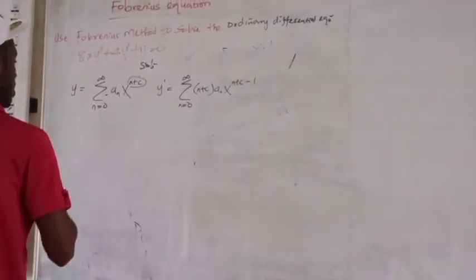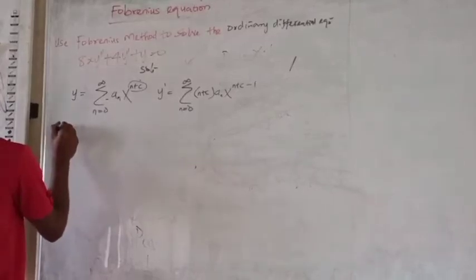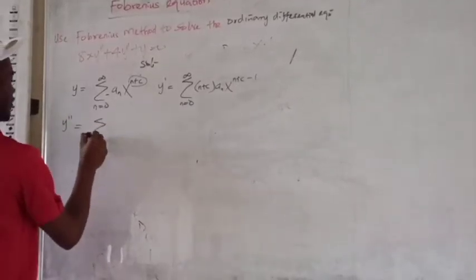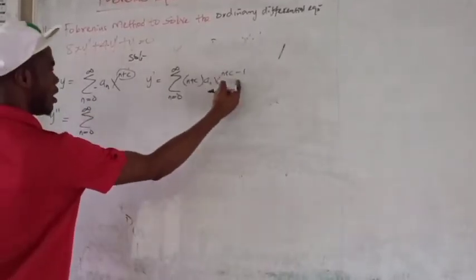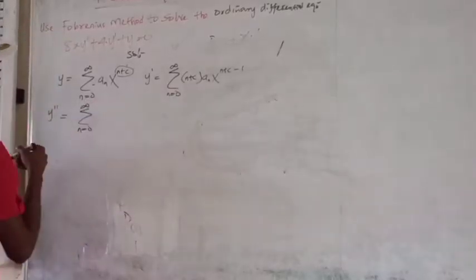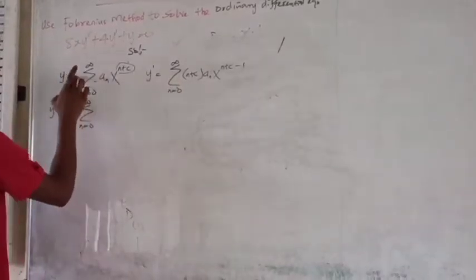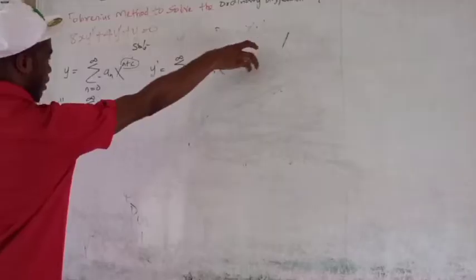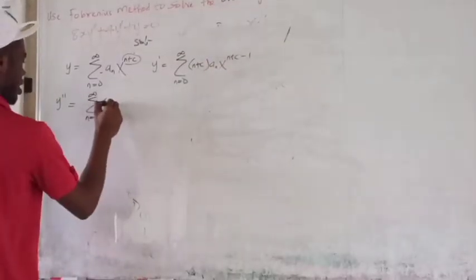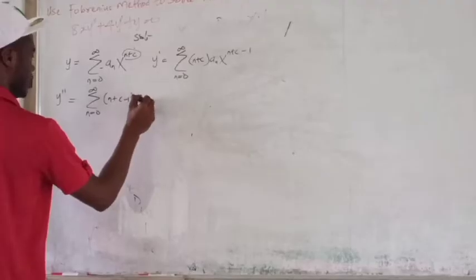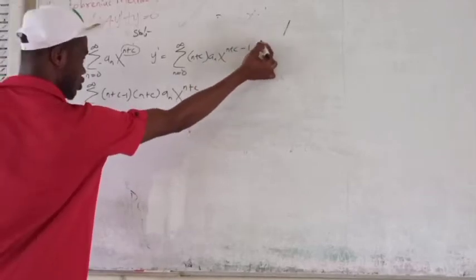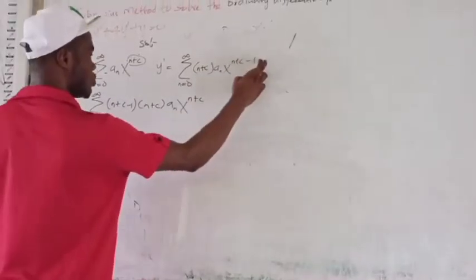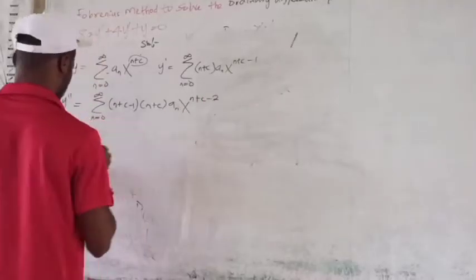So the last but not the least is my y double prime. My y double prime is equal to the summation from n equals 0 to infinity. Of course, this power will still multiply everything. So my y prime was derived from this, while the second derivative will be derived from here. So the power here is multiplying everything. So I'm left with n plus c minus 1, n plus c, and a subscript n x raised to the power of n plus c. We have to subtract 1 from here as well. So minus 1 will give me minus 2.